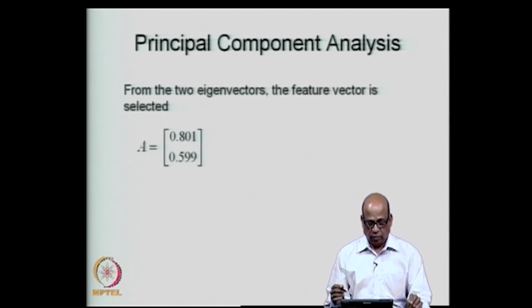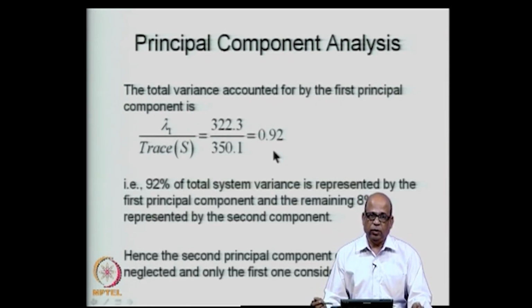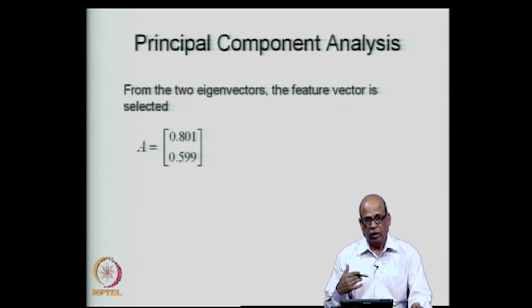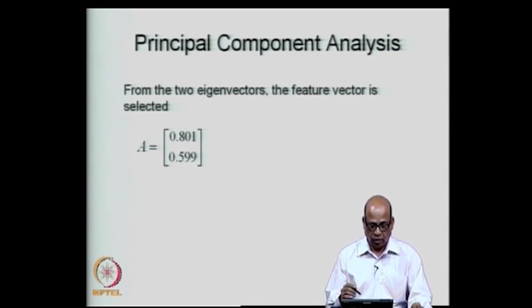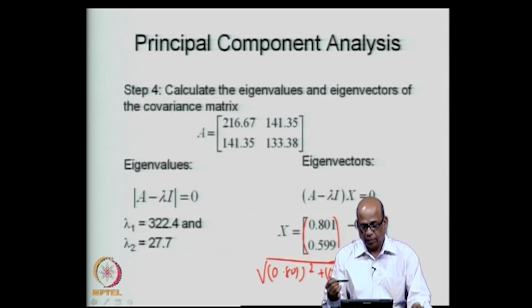So, to continue the example now, as I mentioned, 92% of the variance is explained by the first component. So, for the time being we will neglect the second component. We will take only the first eigenvector and call it the feature vector. You can choose both of them as feature vectors. So, feature vectors are those eigenvectors which are chosen for the further analysis. This feature vector now is 0.801, 0.599, corresponding to your first eigenvector.